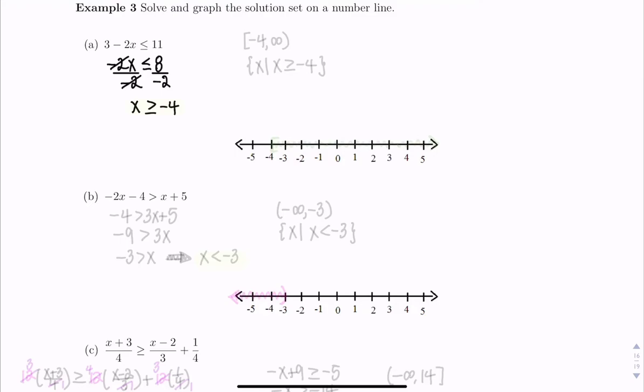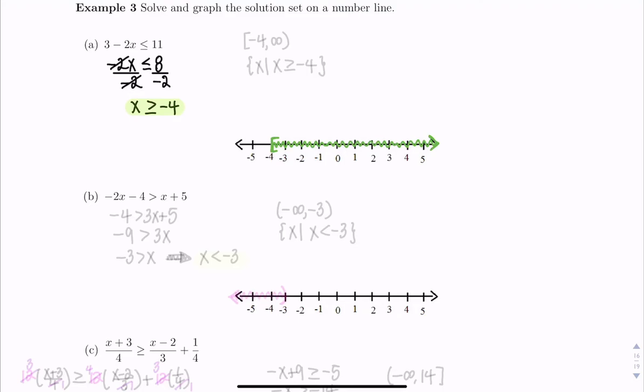And I just want to write this on my number line. Because it's greater than or equal to negative 4, I'm going to put a bracket on negative 4. And any number greater than it is an answer to my inequality. So we're just going to shade to the right-hand side up until positive infinity. And that's my final answer.